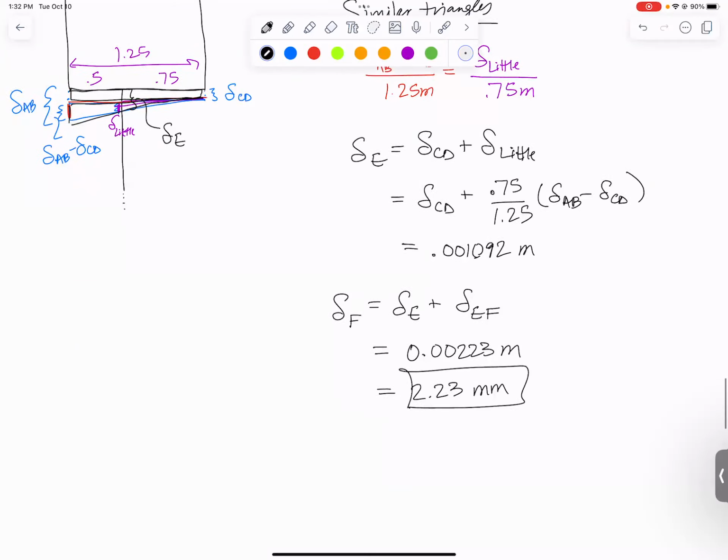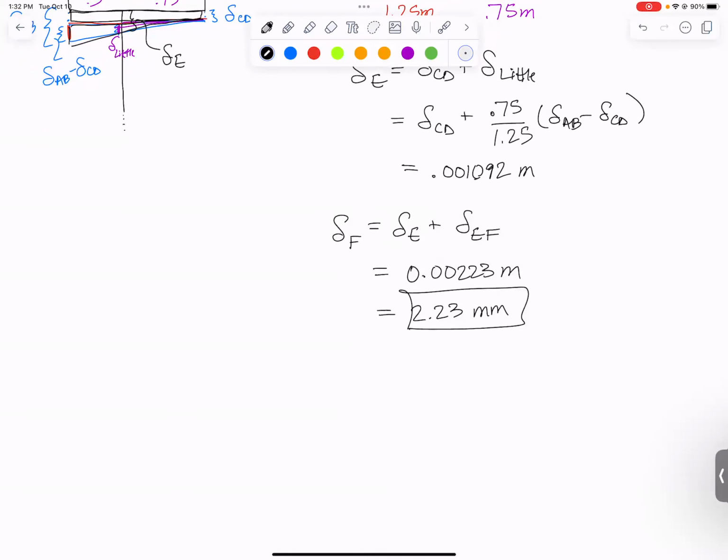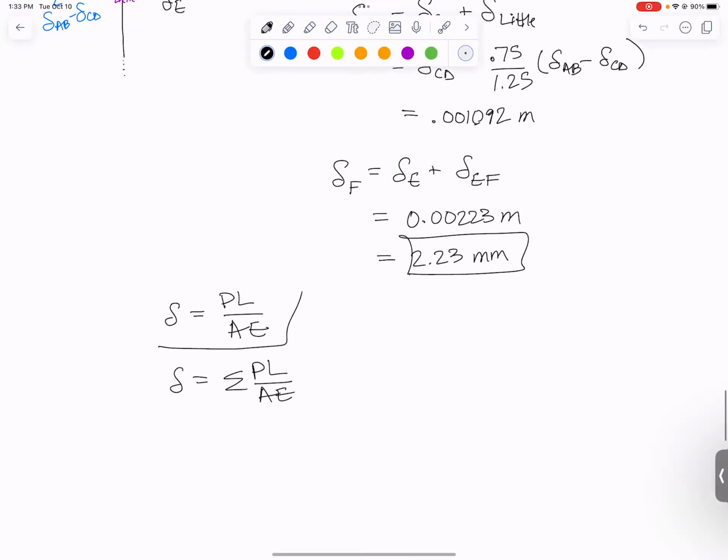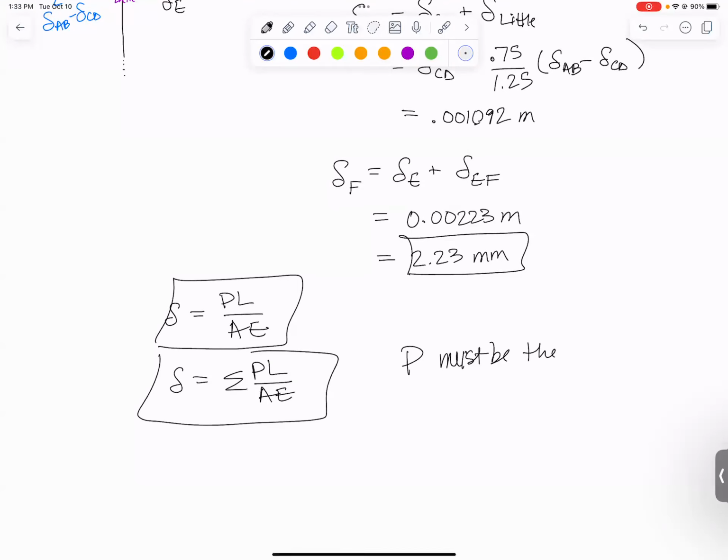So to sum up, the main equation for today was this axial deflection equation. Delta is equal to PL over AE. We sometimes write it as the sum of all the PLs over AEs. Make my sum a little bigger, which allows us to have step changes in area, material, and force. And the thing to remember when using these equations is that P must be the internal normal force.